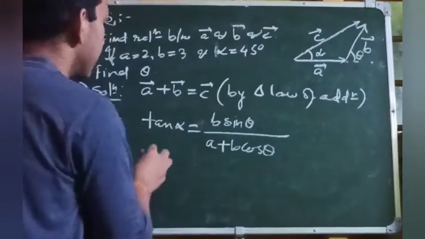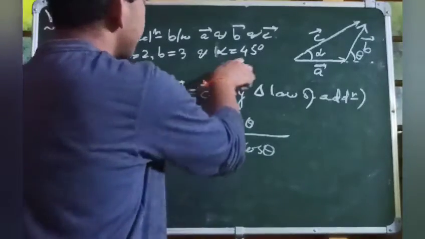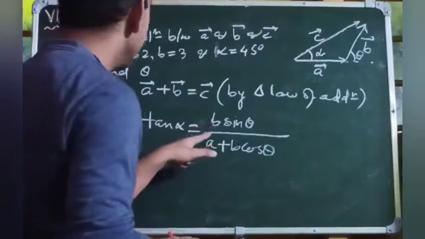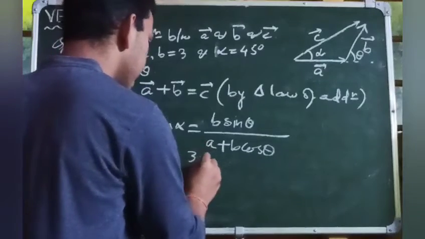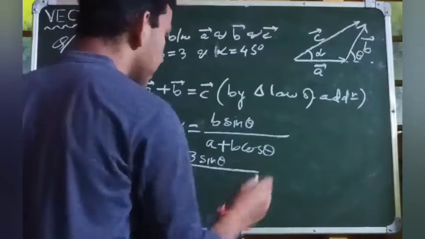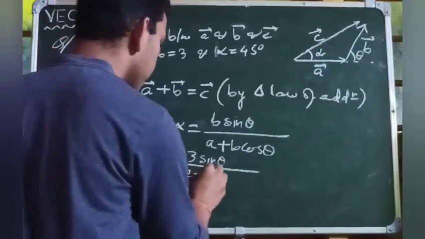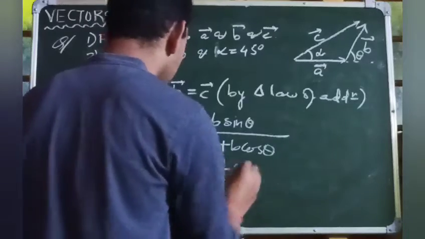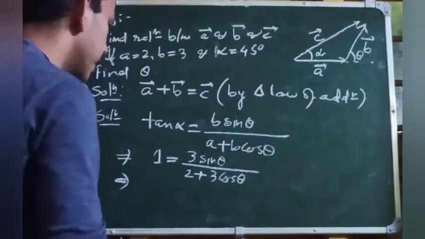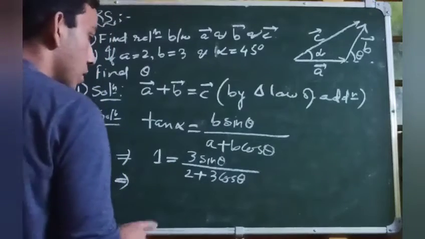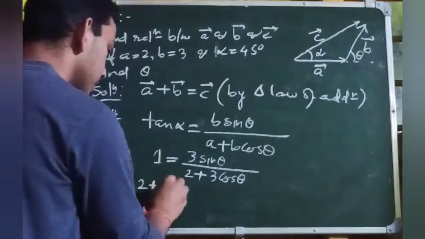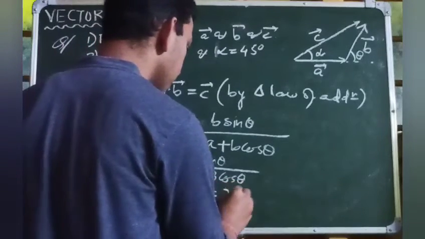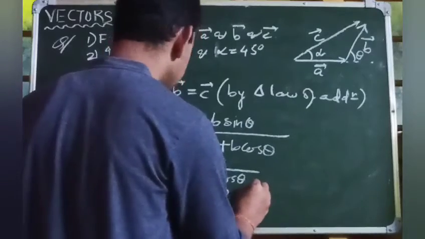Now putting the values that we are given, alpha is basically 45 degrees, so tan 45 is 1. B, which is 3 sin theta, upon A, which is 2 plus B cos theta, 3 cos theta. Now rearranging these terms, we are getting 2 plus 3 cos theta is equal to 3 sin theta.